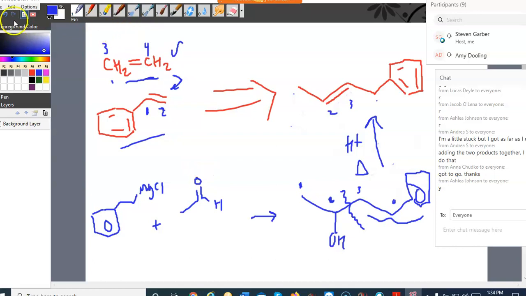So, I'm going to have to, I need more room here. Let me just get a new page. Well, let's just do. Oh, that just does it really quick. That's not what I wanted.